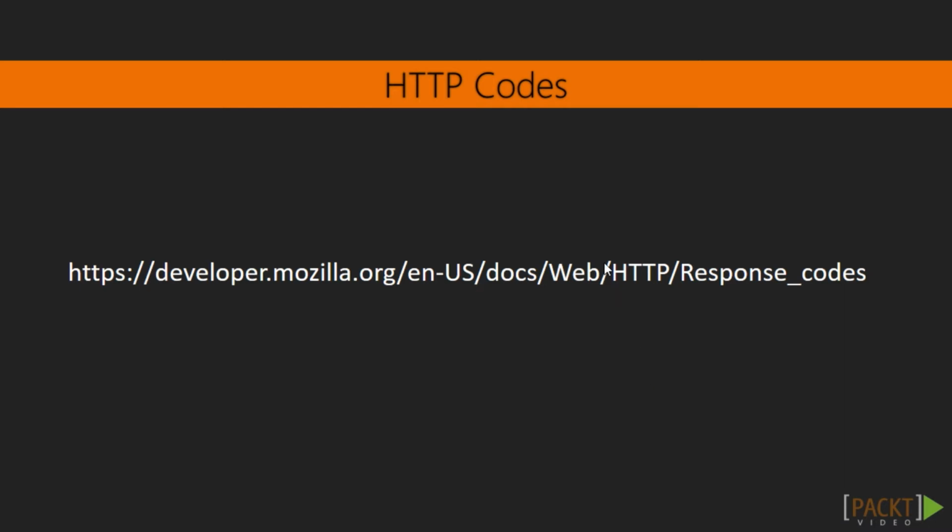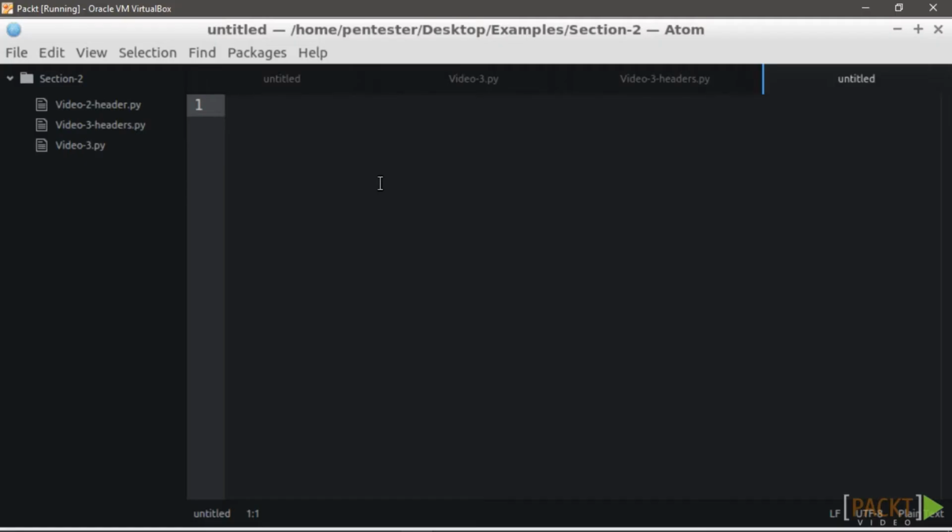Let's write some code. Let's open our editor in the virtual machine and create a new file. First, we import the requests library by typing import requests. And we create a variable for our target URL. We are going to use httpbin.org again. And then we print the response code with r.status_code.